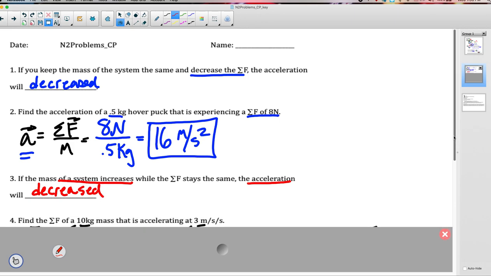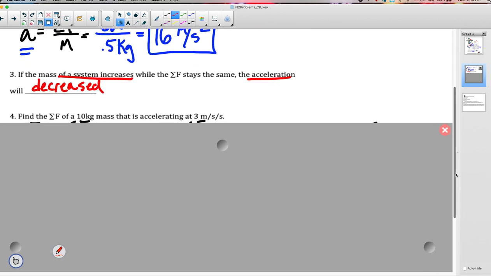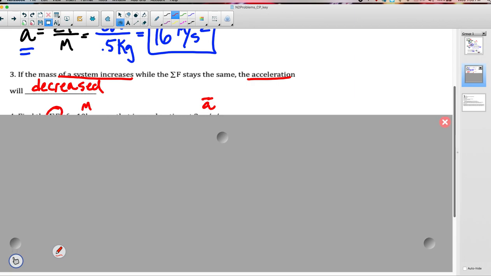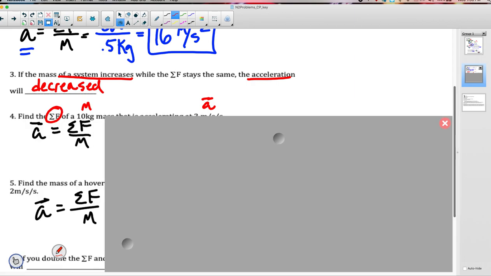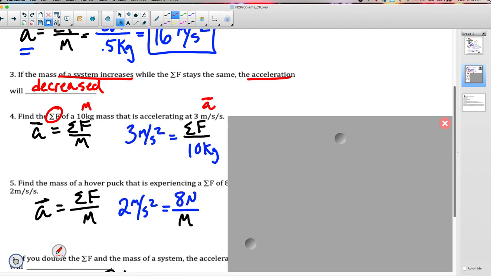Next up, it says find the net force of a 10 kilogram mass that is accelerating at 3 meters per second squared. We have the mass of 10 kilograms, we've got an acceleration of 3 meters per second squared, and they want us to find the net force. So we can start with the same general equation. Acceleration is net force divided by the mass of the system, and we can plug in the things we know. We know the acceleration is 3 meters per second squared. We know that the mass is 10 kilograms, and we need to find the net force.